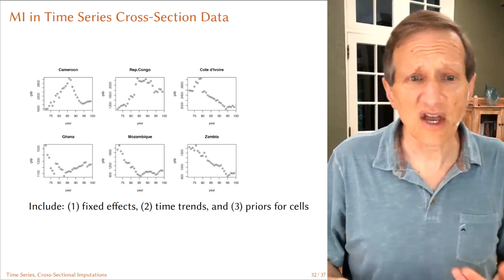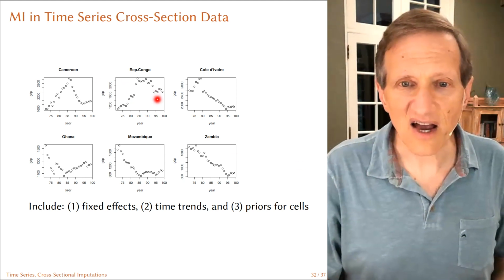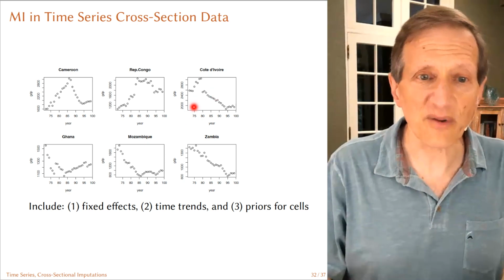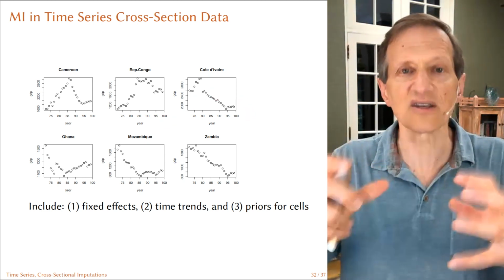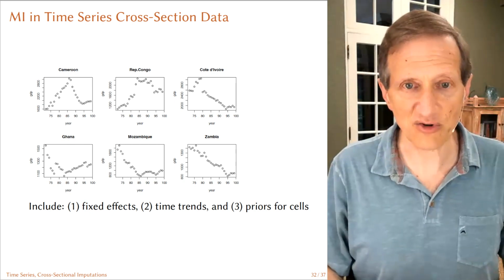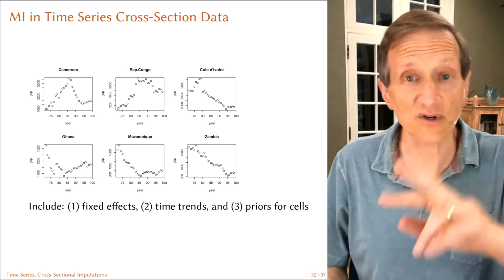And of course, the mortality rate, or the GDP in this case, can be very different from country to country. And so you absolutely want to pay attention to the fact that there's a big shift between different countries, even if the trend over time is similar in different countries. Those are the first two.